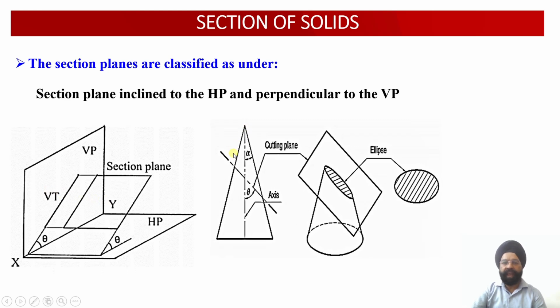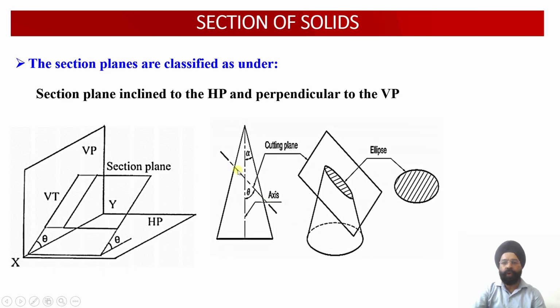So if any solid is cut by an AIP, that is, a cutting plane inclined to HP and perpendicular to VP, the upper portion of the solid will be discarded, and the remainder portion of the solid is the one which will be left with us. So this is the cut surface. This is the section surface in which we are interested; we want to obtain the true shape of the cut section over here.